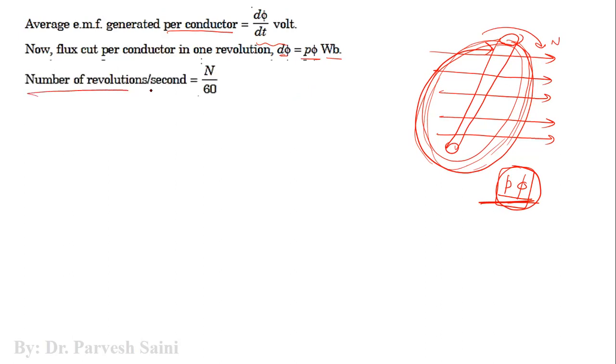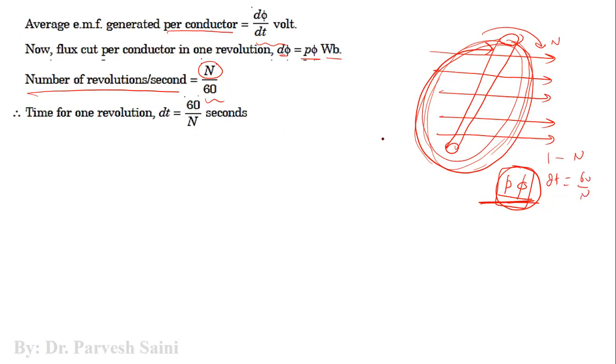Now, the number of revolutions per second: if n is in RPM, then per second it will be n by 60. So this is the number of revolutions per second, right? Now the time taken for one revolution: if in one minute n revolutions have taken place, then one rotation will take 60 by n seconds. This much time will be taken by the conductor to complete one rotation in the magnetic field. So dt here will be equal to 60 by n seconds.